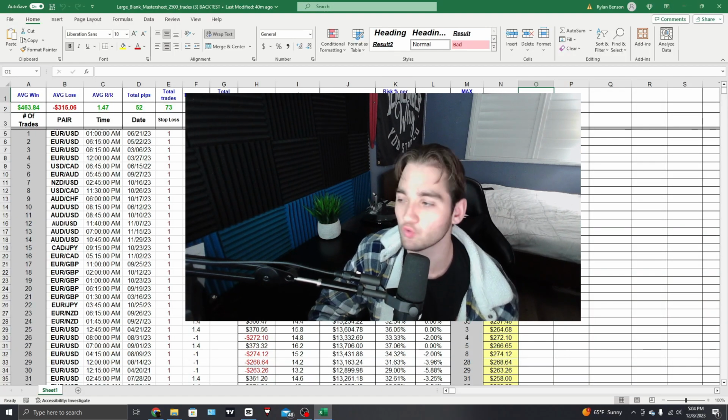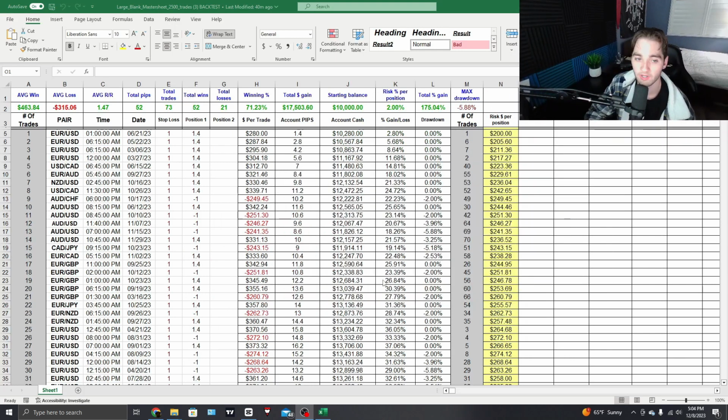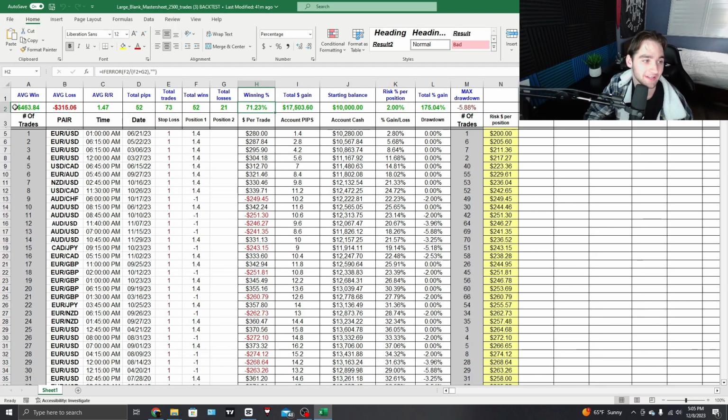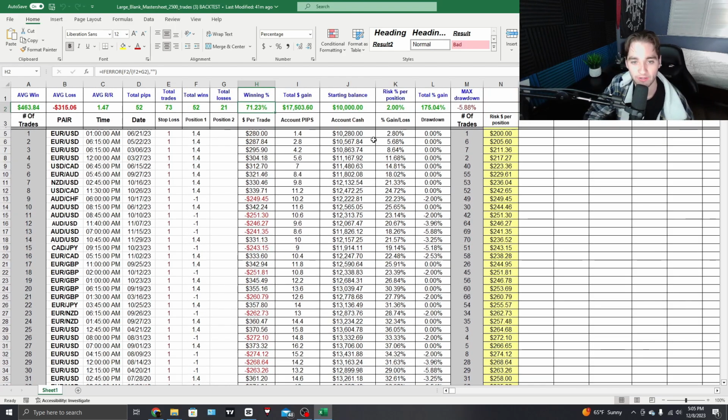And let me just show you really quick my backtesting for the strategy. This is on buy and sell trades, by the way. So as you can see, with a balance of 10 grand, we managed to turn that 10 grand into 27 grand here down below. As you can see, our average win is $463 with the average loss at $315. So that's a total win-win right there with that risk per position of 2%.